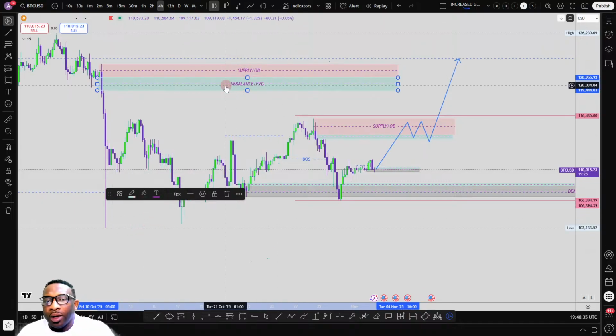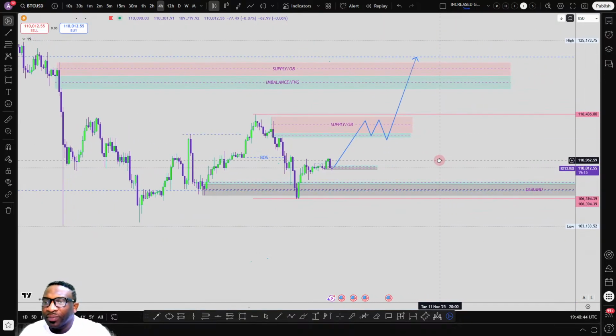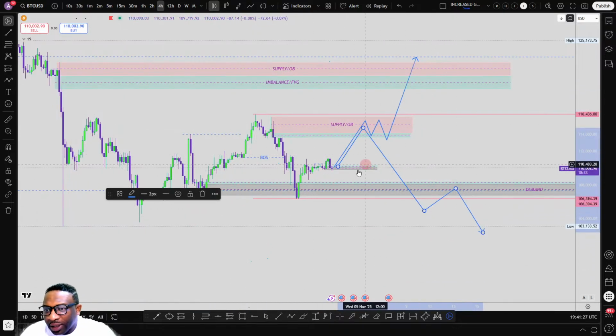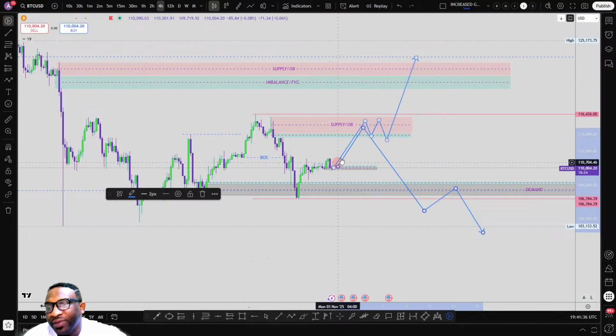Okay, so these are the zones that we could be targeting. As I always say, over here we build: if this happens, we're more likely to have this. Further down, we are building multiple scenarios. If this happens, this is how we look to trade. If this happens, this is how we look to follow the market.